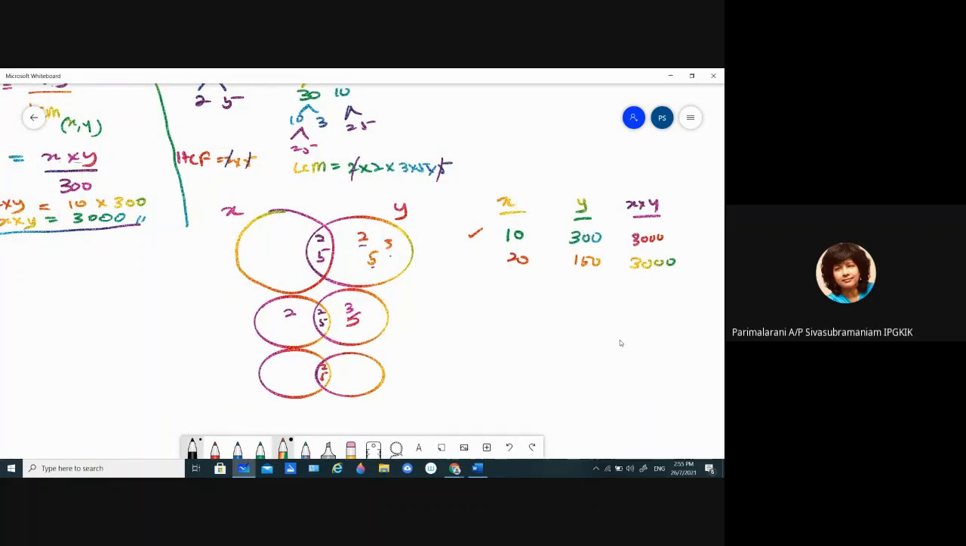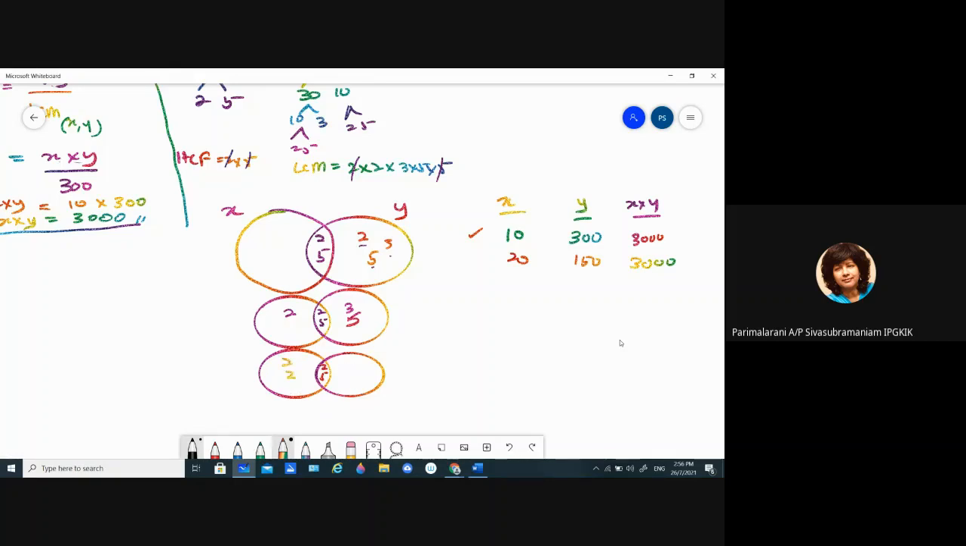What's the other possibility? These 2 and 5 can't change. What else can we do? Because they asked us what are the two numbers, they didn't say we ourselves put x and y. So this and this is still the same. So we don't need to do that. So what are the other possibilities?